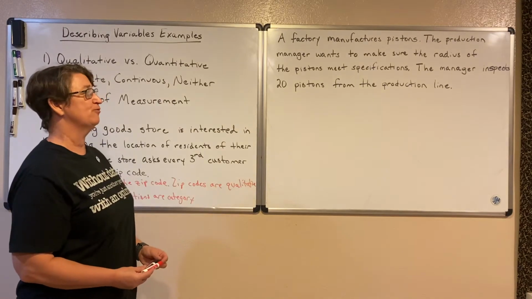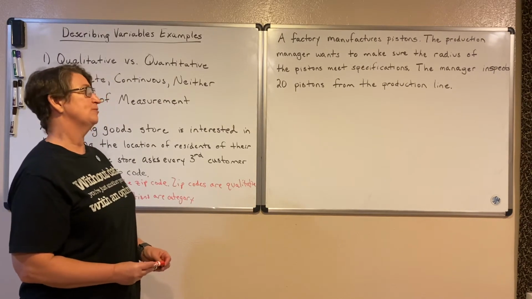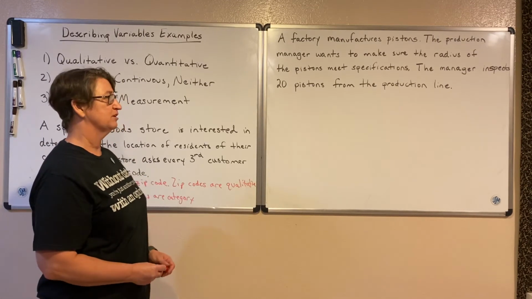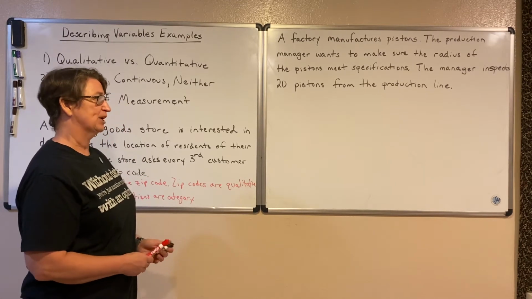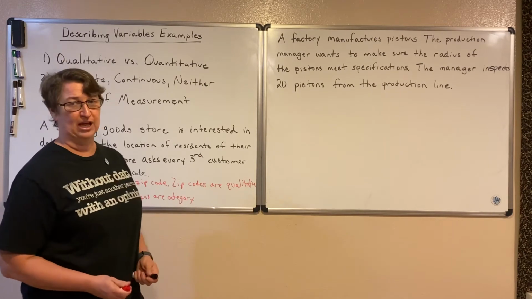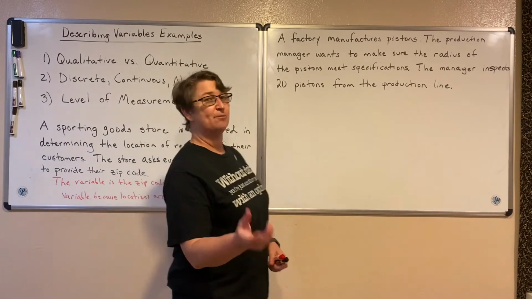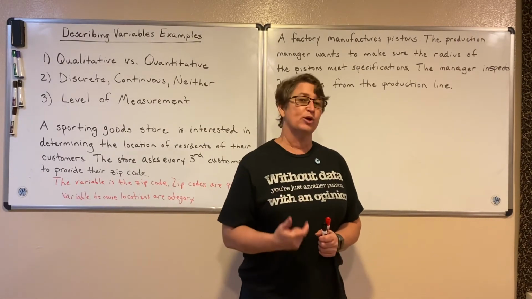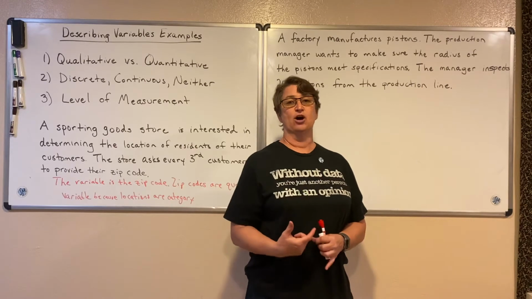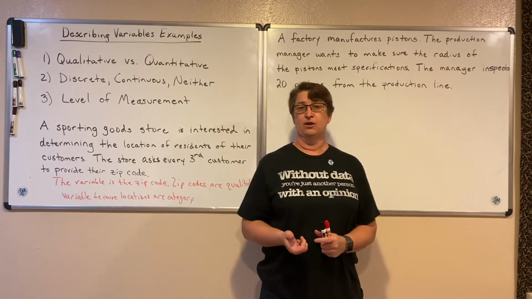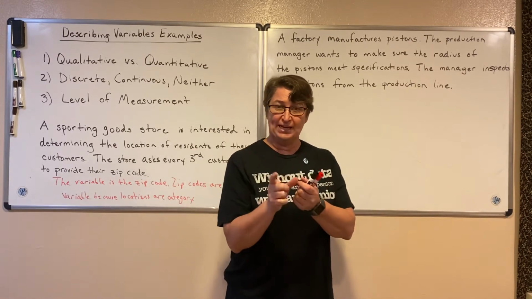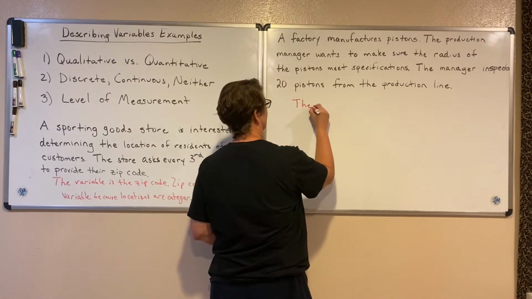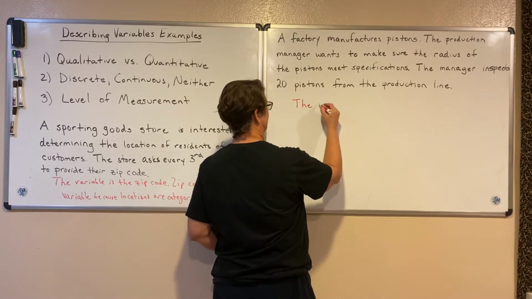A factory manufactures pistons. The production manager wants to make sure the radius of the pistons meets specifications. The manager inspects 20 pistons from the production line. So think about what we're going to be. We're the ones inspecting, we're looking at it. What is it that we are recording if we're checking on the radius of the piston? We're going to be measuring that radius, right? So here the variable is the measurement of the radius.